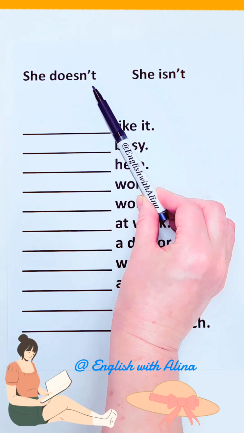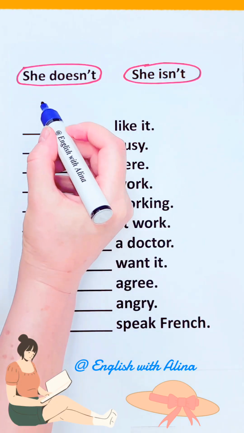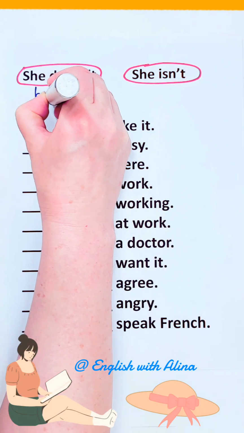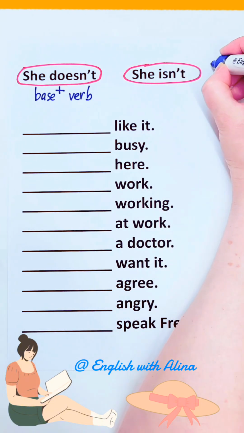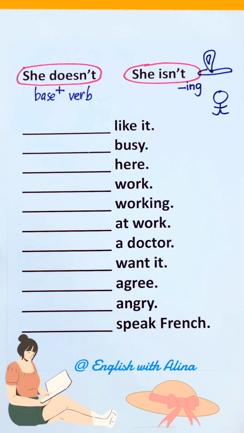She doesn't or she isn't. What's the difference? Yes, she doesn't if it is followed by a base verb. Yes, she isn't if it is followed by a place, location, an ing verb, a person, or an adjective. Let's see if we can get this right.